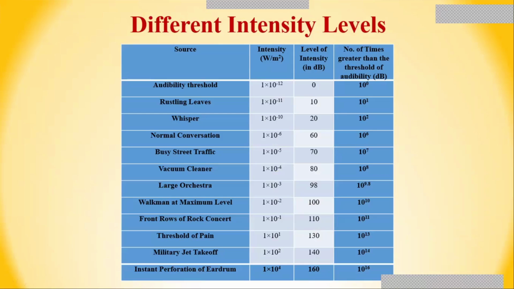These are the different intensity levels for different types of sources. No need of remembering, I have just listed them for your reference. Audibility threshold is 10 to the power minus 12 in MKS. In that case, the level of intensity will be 0, meaning the number of times greater than the threshold. Rustling leaves, 10 to the power minus 11, so the level of intensity is 10. And how many times is it greater than the threshold of audibility? 10 to the power 1. Similarly, the different types of sound waves are given and how much greater they are than the reference intensity. You can just have a look afterwards.